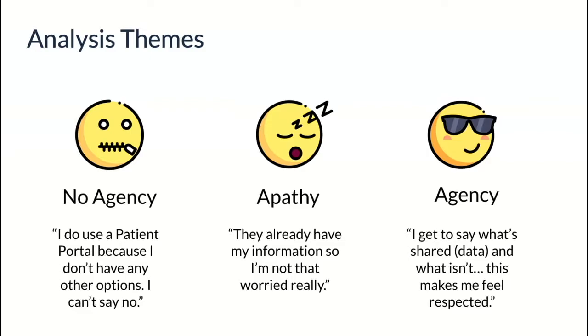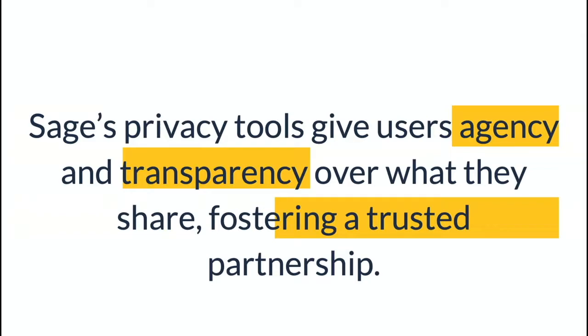We want to move people from this no agency and apathetic group into this idea of agency, making sure that they are looking at the information and creating a trusted partnership with whoever they're sharing their data with. So in deciding to create a tool, we first came up with this emotional value statement. Sage's privacy tools will give users agency and transparency of what they share, in turn fostering a trusted relationship between our researchers and study participants and users.